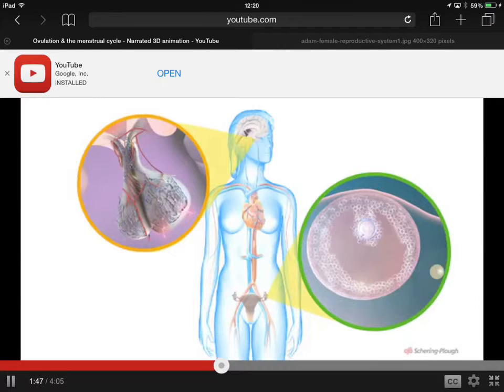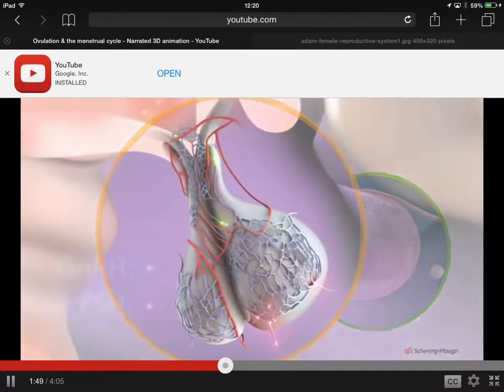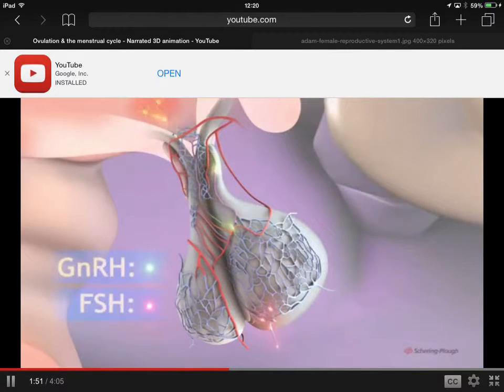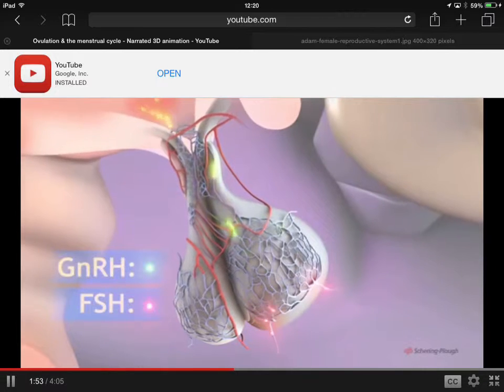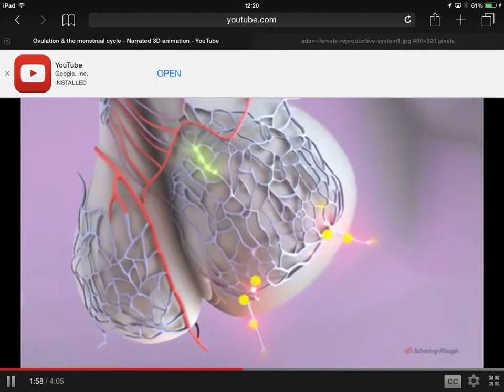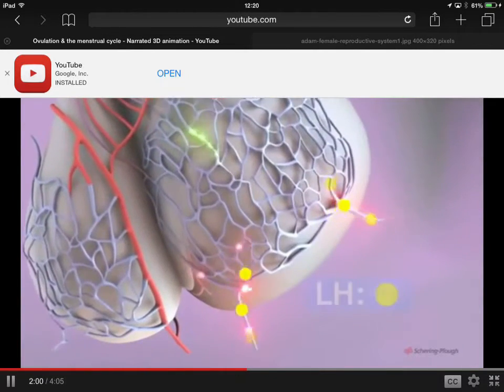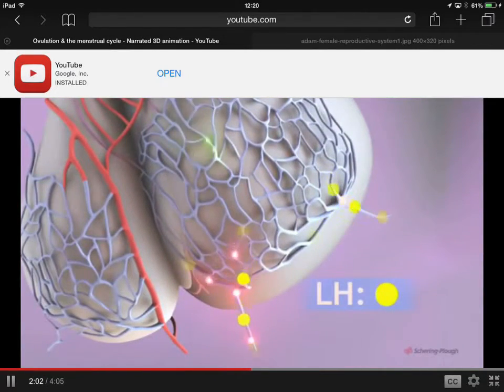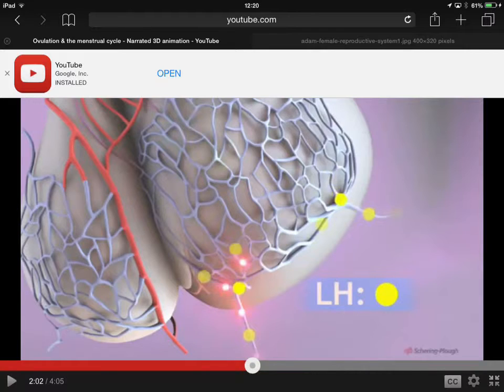As the follicle matures, the hypothalamus increases secretion of GnRH. This in turn stimulates the pituitary to secrete a second hormone which acts on the ovary. This is luteinizing hormone, or LH. Okay, we don't have to worry about the gonadotrophin hormone, but we do have to know about luteinizing hormone.